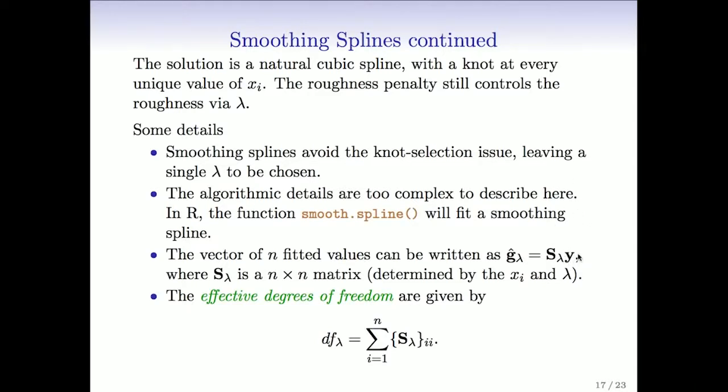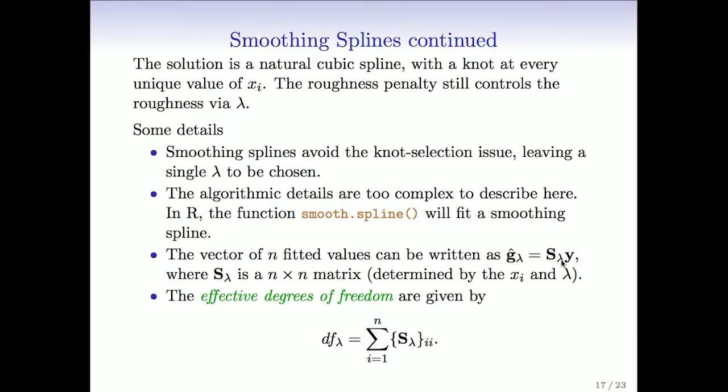It turns out that when you fit a smoothing spline, if you take the fitted values at each of the observed x's and put those into a vector, which we call g hat indexed by lambda here, you can write g hat lambda as a matrix S times y, where y is the observed vector of responses. And S, of course, is going to be an n by n matrix. And S is determined by the positions of the x's and the particular value of lambda that you've used.